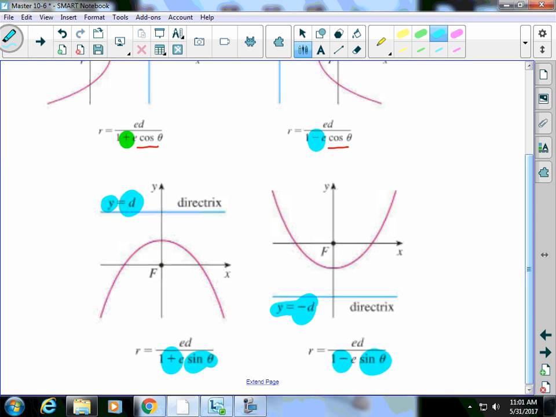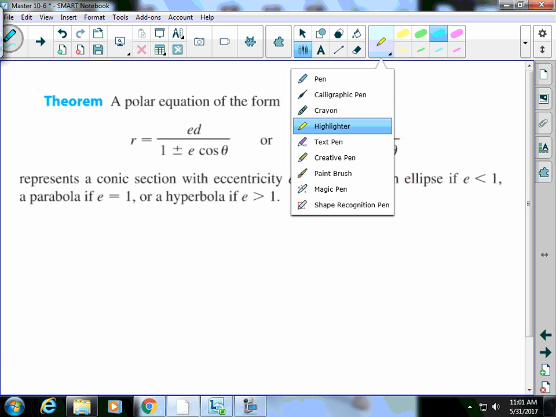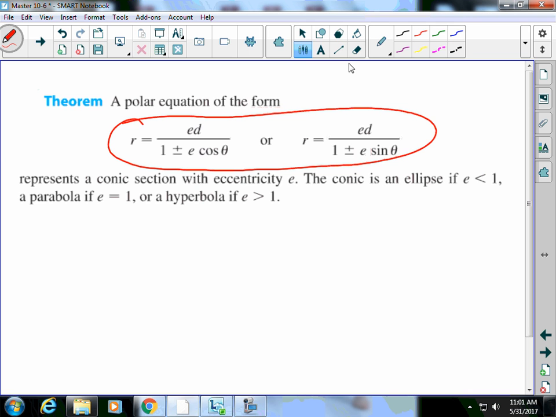One thing I'm going to ask is that you always keep it so I don't get any complex values. I want everything to have whole numbers. All right. So we're going to work out some of these. It says, theorem, a polar equation of the form right here represents a conic section with eccentricity e. The conic is an ellipse if e is less than 1. Equals 1 means it's a parabola. And if e is greater than 1, it's a hyperbola. So I'm going to use this to build my equations.